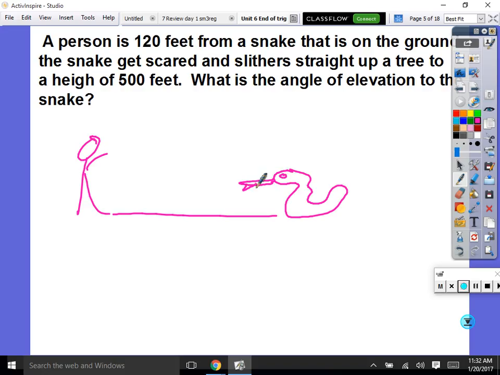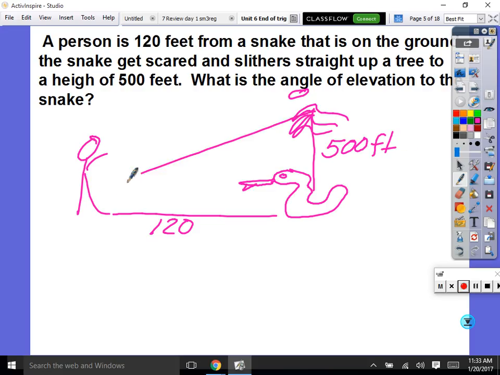Okay, a person is 120 feet away from a snake on the ground. The snake gets scared and slithers straight up the tree. Now it's up here, at a height of 500 feet. So it slithers up the tree 500 feet. It says, what's the angle of elevation?